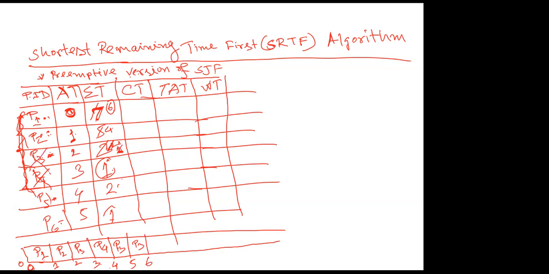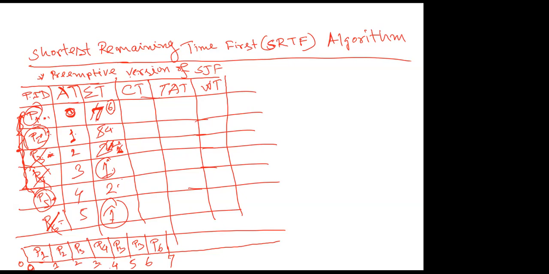P3 is done. Now among these processes, P6 needs the least burst time or execution time. So P6 will be scheduled by your operating system. It needs one time unit, so it completes its execution. P6 is done. Now we have P5, P2, and P1 remaining. P5 needs 2 time units.